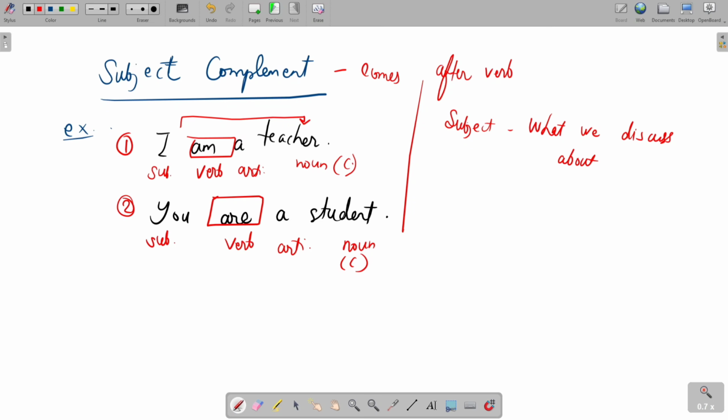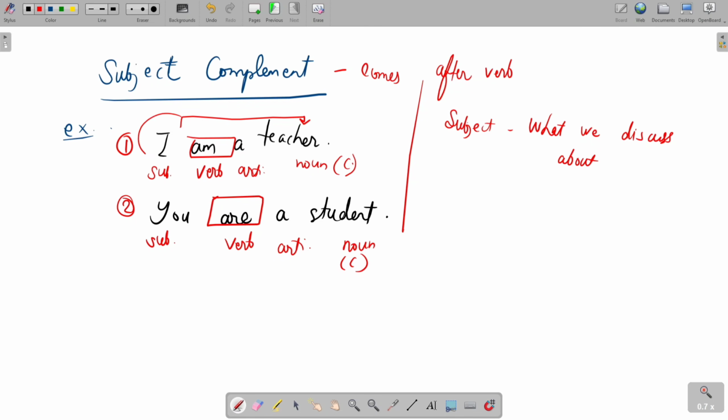After the verb there will be a word which gives the state, or the idea, or the information about the subject, which has been written beside the left side of the verb. So if any verb is being written here, and in the left side there is a subject, and in the right side there is an extra word which is telling about the subject, like in the first sentence, we can see that am is a verb, and in the left side of am there is written I, which is a subject, and in the right side of the verb am is written teacher. So it is giving information about the I.